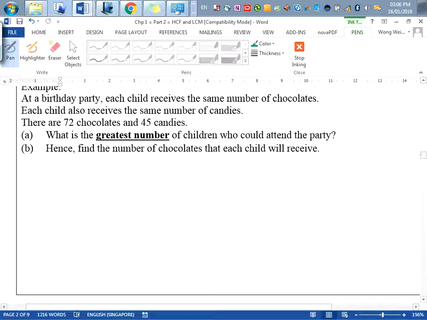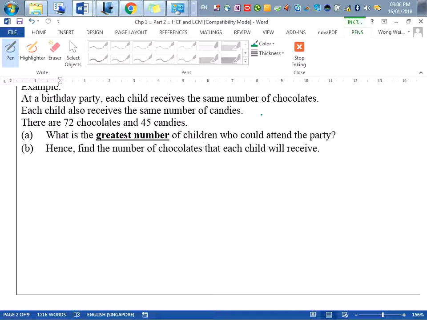Okay, example. I'm sure you have seen this type of question before. Birthday party, everybody receives the same number of chocolates. Every child receives the same number of candies. 72 chocolates, 45 candies. What is the greatest number of children who can attend a party? What do you think they're asking for?